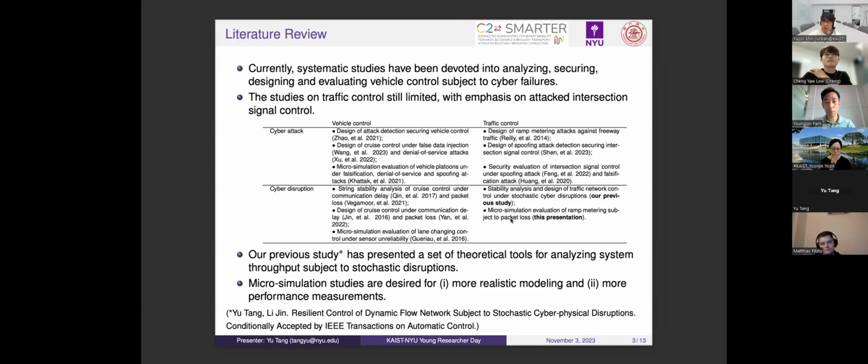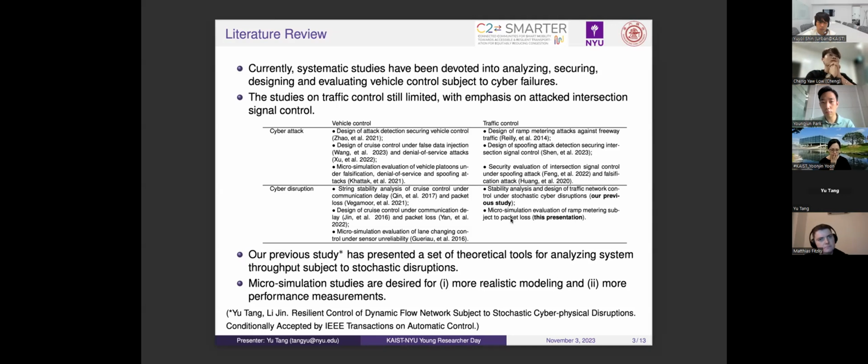And with emphasis on effective intersection signal control. It should be pointed out that cyber disruptions should also be considered in traffic control because it's impossible to prohibit their occurrence, especially in large-scale transportation networks.